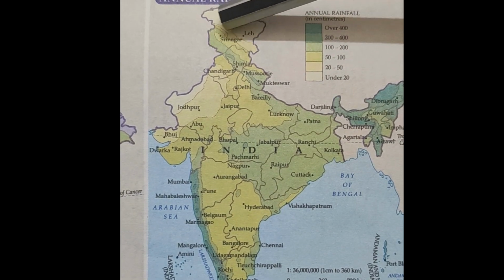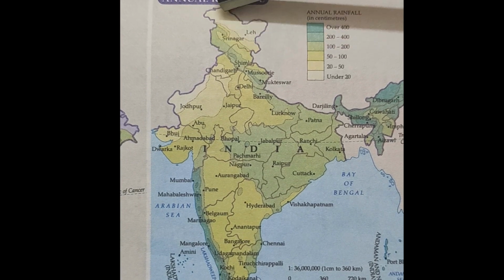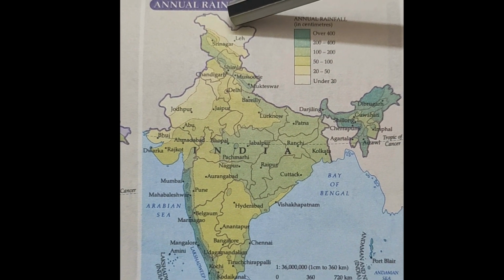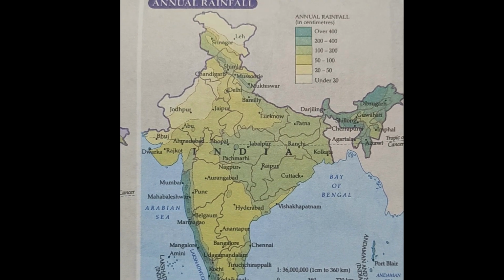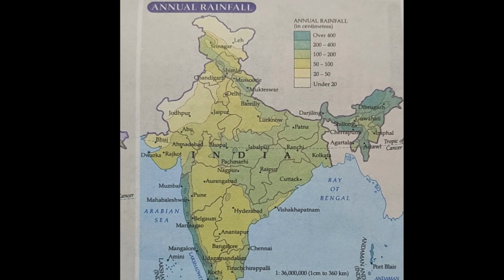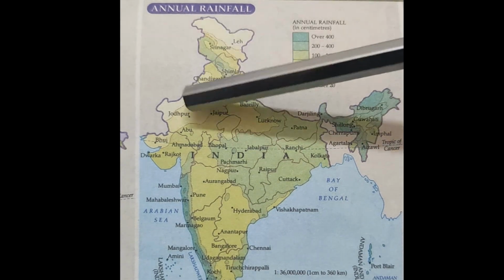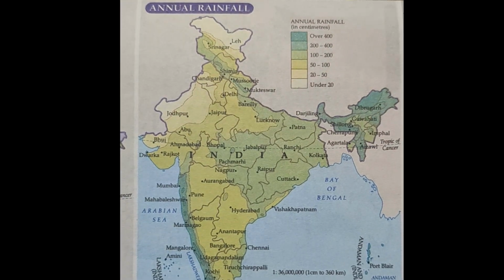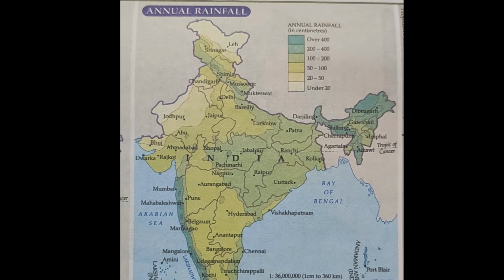And there is the Zaskar range. The rain shadow area of that also receives low rainfall. And the place in India which receives the least amount of rainfall is Rajasthan, Ruili in Jaisalmer. So Rajasthan is the driest place of India.